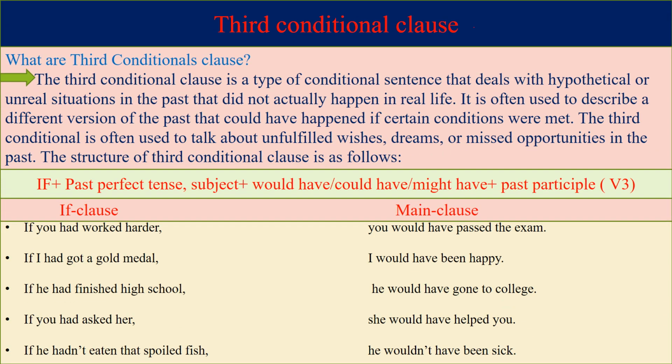Third conditional clause. What is the third conditional clause? The third conditional clause is a type of conditional sentence that deals with hypothetical or unreal situations in the past that did not actually happen in real life. It is often used to describe a different version of the past that could have happened if certain conditions were met. The third conditional is often used to talk about unfulfilled wishes, dreams, or missed opportunities in the past.